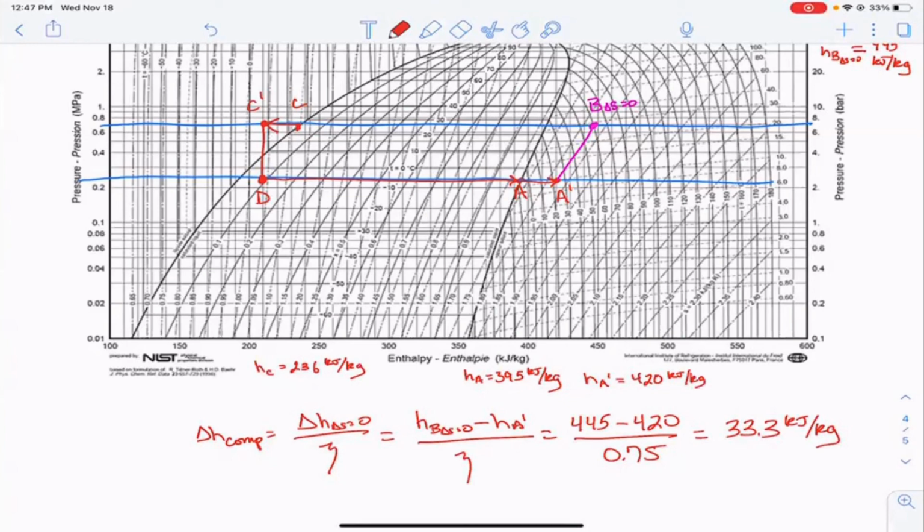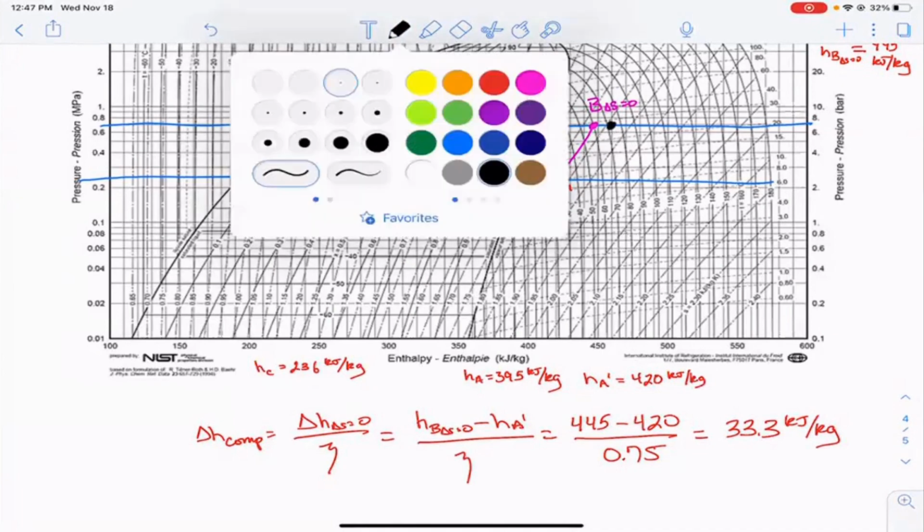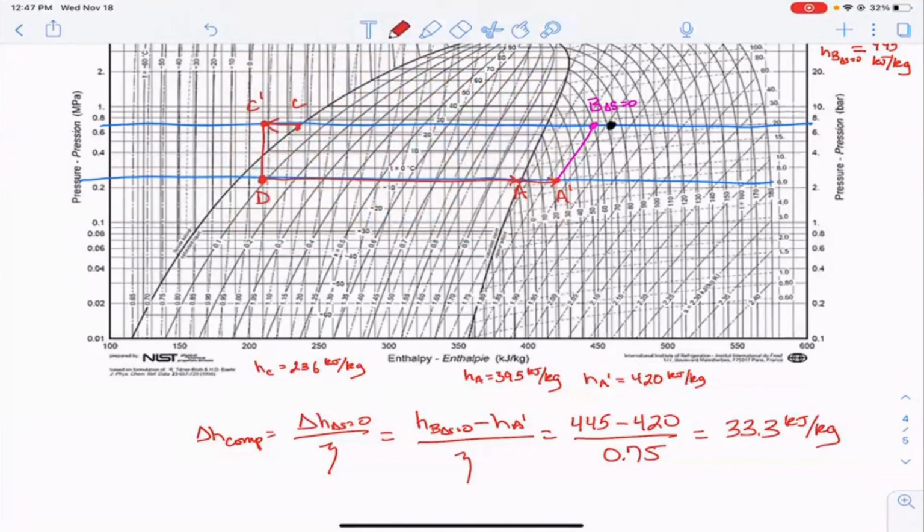And so if we wanted to, we could find the exact location of B, right, the actual B, and that would be at 420 plus 33, so about 453. And so that would be right about there. And so if you move up, right, that's B. And now we have our total cycle here, right? We're going to B, to C prime, to D, to A, and to A prime.